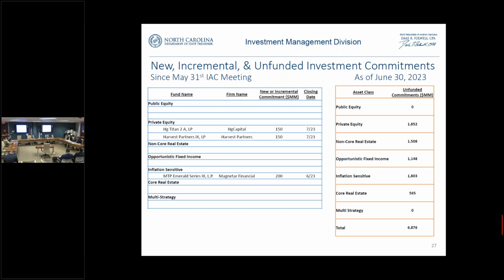On the right, which is the unfunded commitments, when we sat down last time, that was just over $7 billion. We're at 6.876 here, so down about 150 from when we talked last time. I think the only notable one there is private equity, but this is as of June 30 here. You see on the left that we had these new things in July, so really we're kind of where we were when we sat down last meeting.